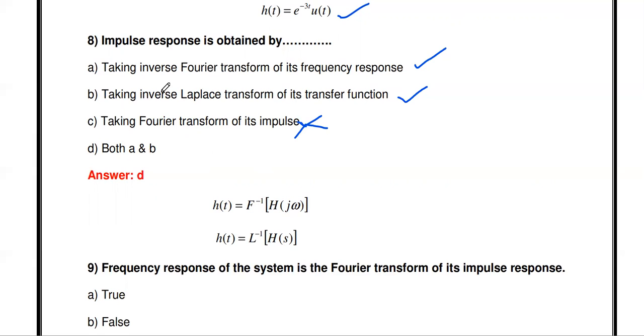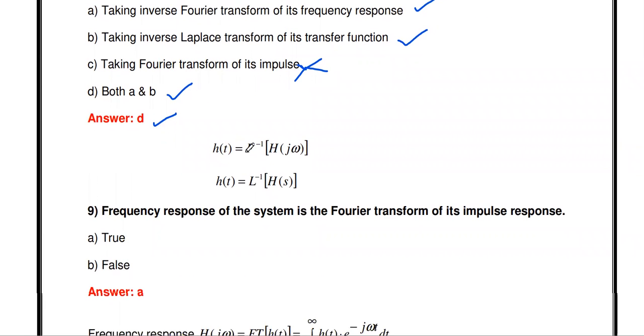Then both A and B, so D is the answer. That is, the impulse response h of t is obtained by taking the inverse Fourier transform of the frequency response H of j omega, or by taking the inverse Laplace transform of the transfer function H of s. This H of s is otherwise called the transfer function, system function, and so on. This is the relation between impulse response, frequency response and transfer function.